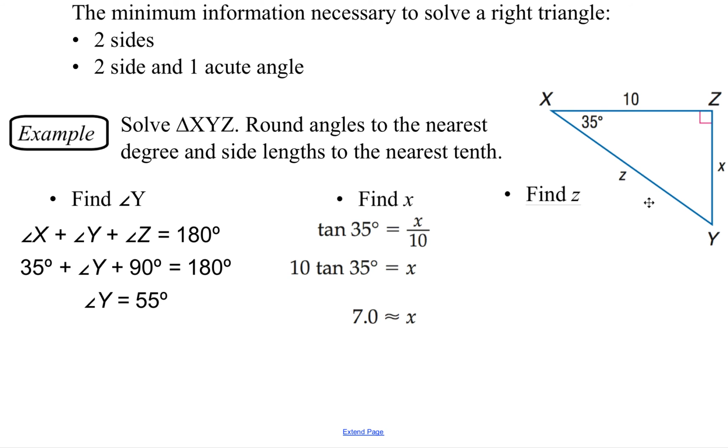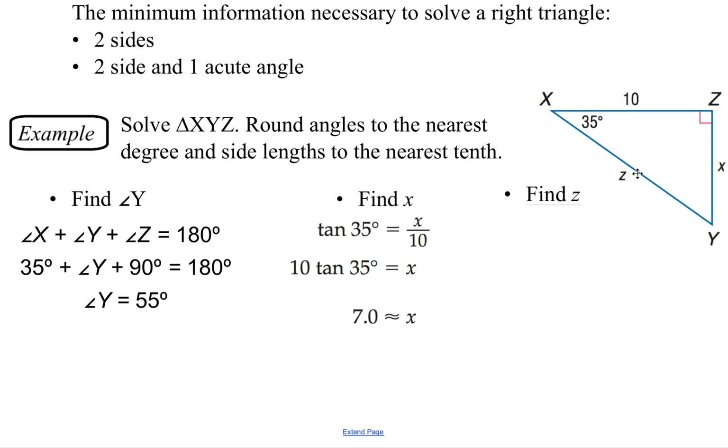If we want to find z now, we have two options. We could use the Pythagorean theorem, and we could go 10 squared plus 7 squared and take the square root. Or we could use another trig function. Usually you don't want to use a trig function that involves something that you just solved for, because if you make a mistake and get the wrong answer there, then the second one will be wrong.